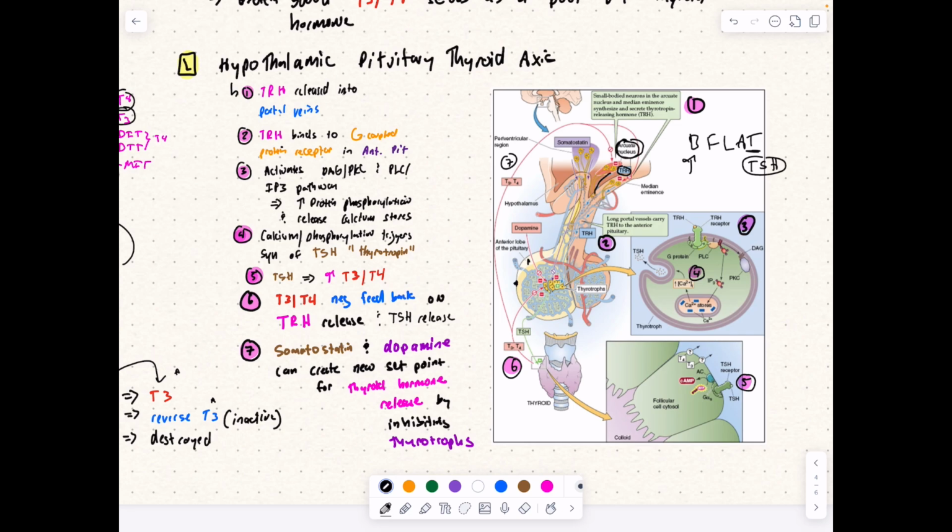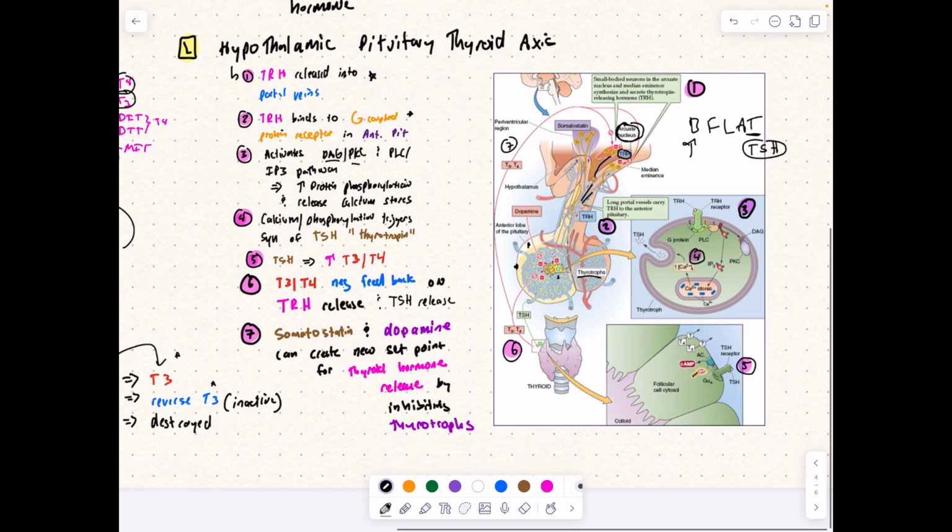But before we go there far, the arcuate nucleus is releasing TRH into these nice portal veins. That's going to go to G-coupled protein receptors in our thyrotropes in the anterior pituitary. That's going to activate this DAG, PKC, PLC, and IP3 pathway, increasing protein phosphorylation, releasing calcium stores. The calcium store is going to trigger the synthesis of thyroid-stimulating hormone, also called thyrotropin.